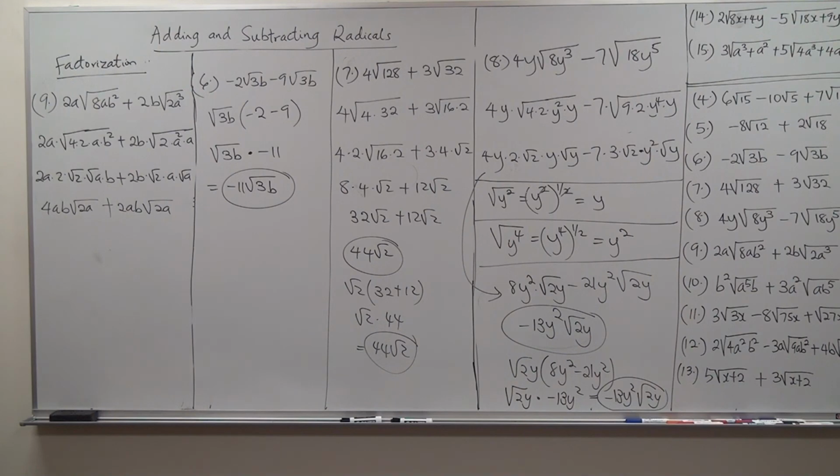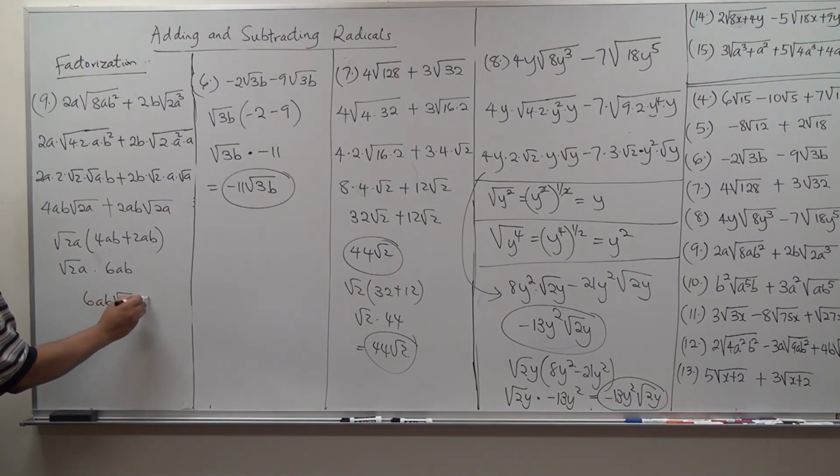Right? And of course, square root of 2a is common. This is now 4ab plus 2ab, and that will give us square root of 2a times 6ab. And that is 6ab square root of 2a. That gives us our answer.